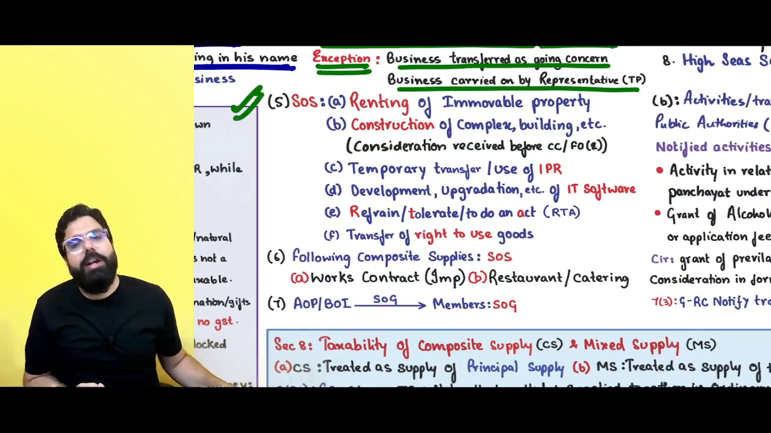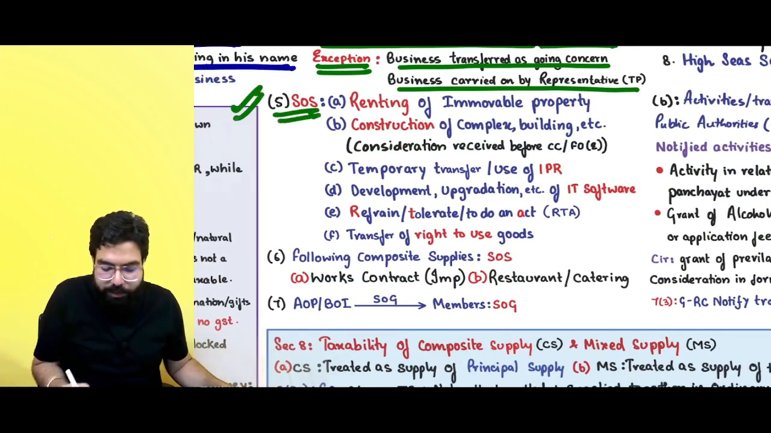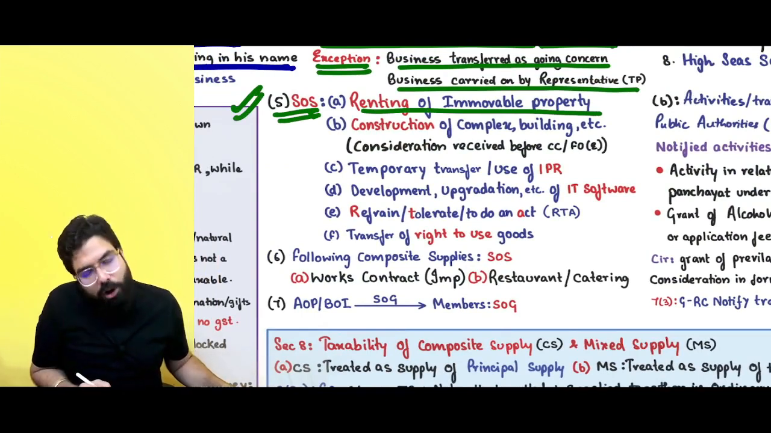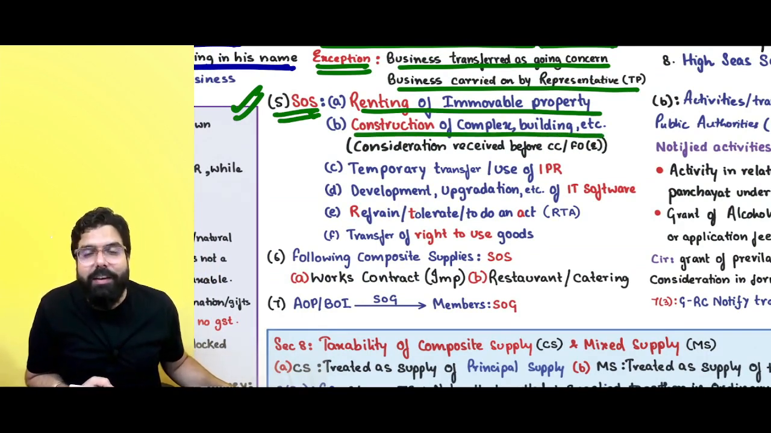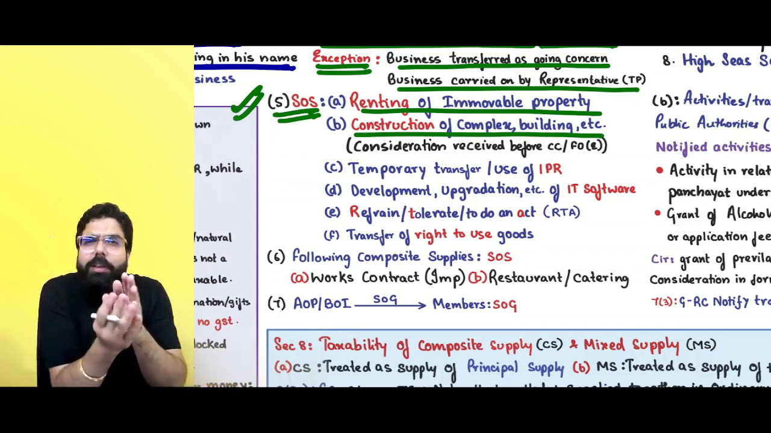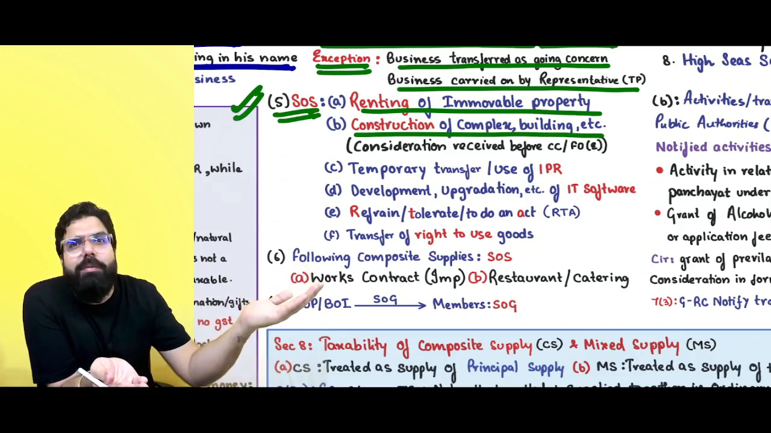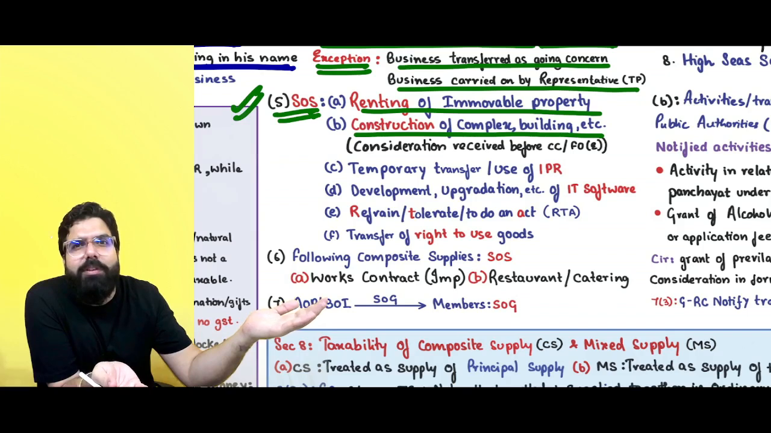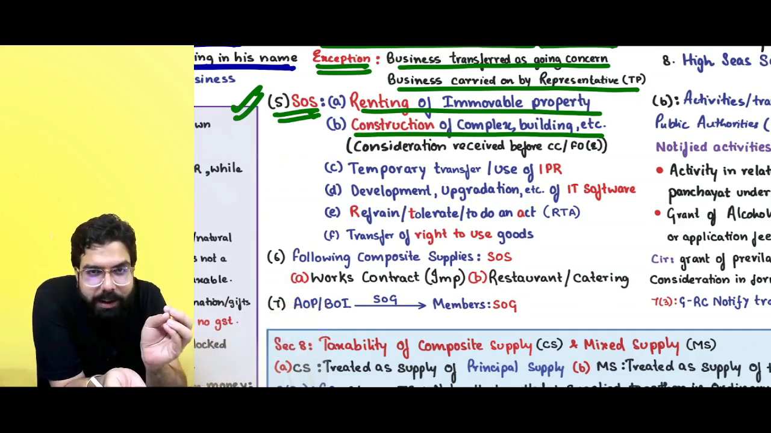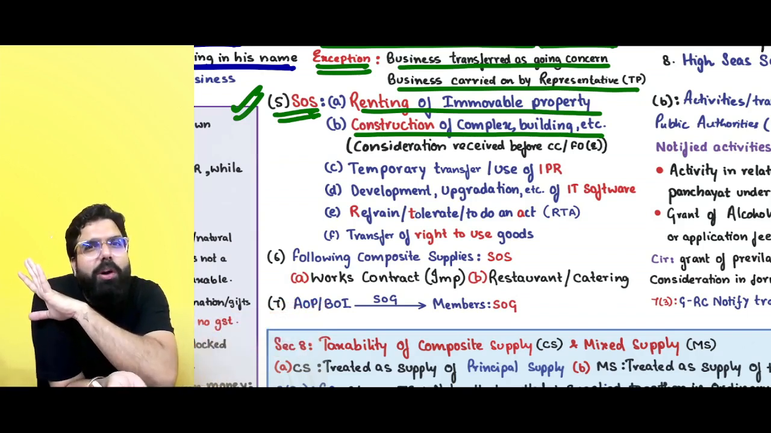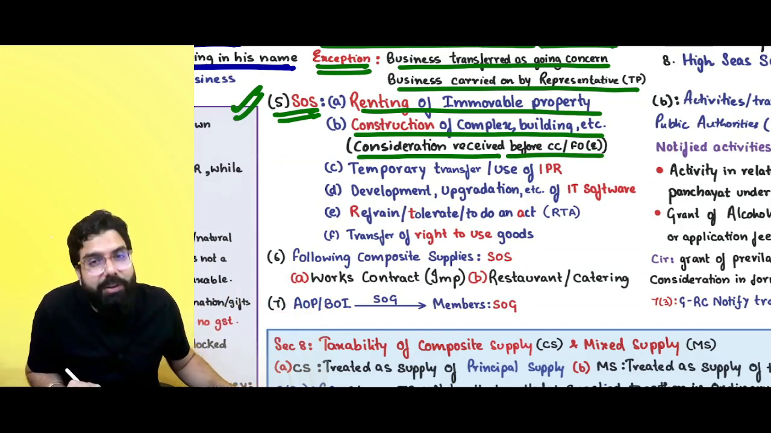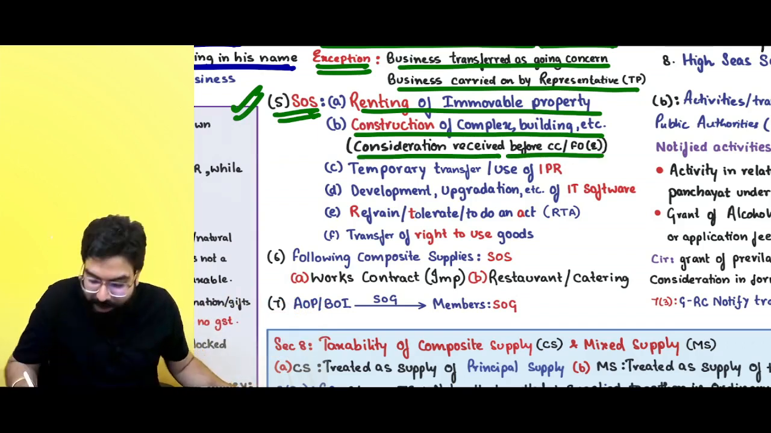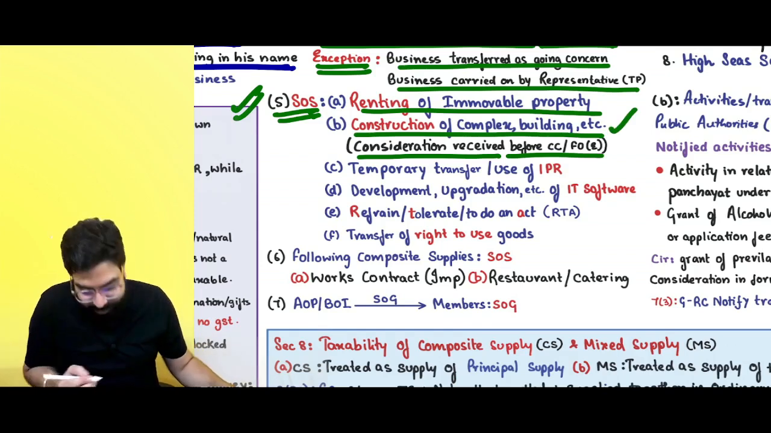Paragraph number 5 goes ahead and says the following will be supply of service. Renting of immovable property, always supply of service. Construction of complex or building where the entire consideration is not received after the completion certificate or first occupancy, whichever is earlier. Might be some consideration you would have received already; if consideration is received before completion certificate or first occupancy, whichever is earlier, then it shall always be construction service.